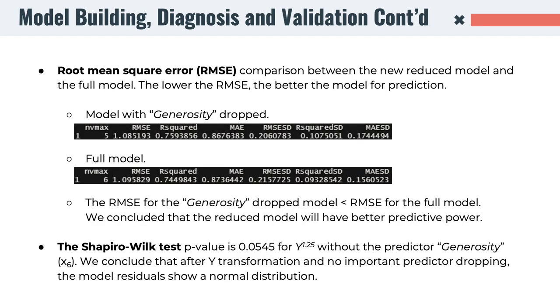Also, we compare the root mean square error for the full model, which means all the variables, and the reduced model with the generosity predictor dropped, and we find out that the RMSE is better or lower in the reduced model. So that means that the reduced model has better predictive power.